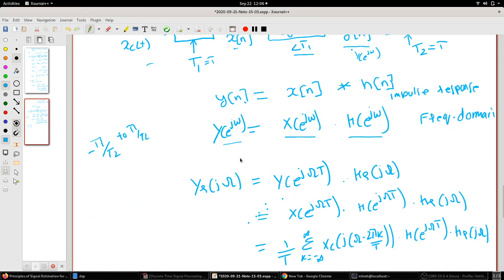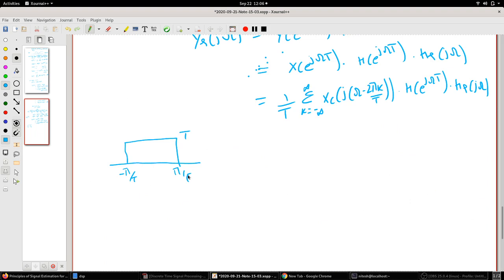So the ideal reconstruction filter will have a frequency response which looks something like this. Anything multiplied by this, within the band, only those frequencies pass. See, what is Xc(jω)? Xc(jω) is some spectrum which repeats every 2π/T.